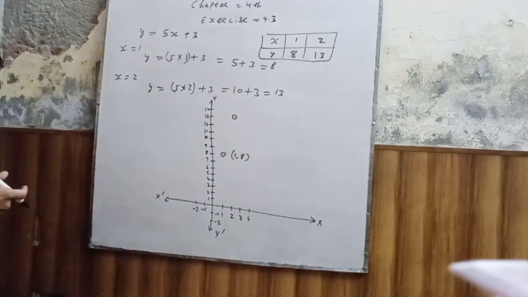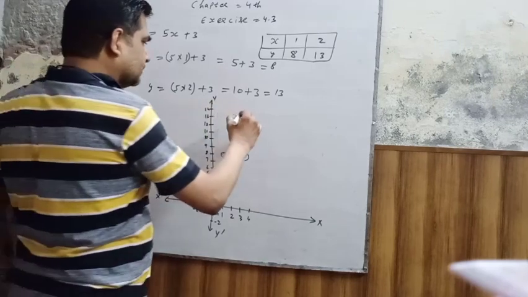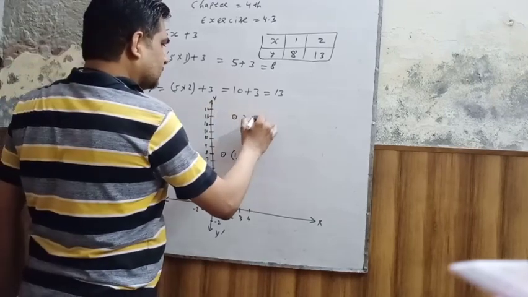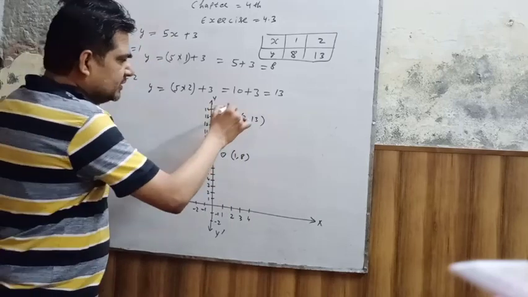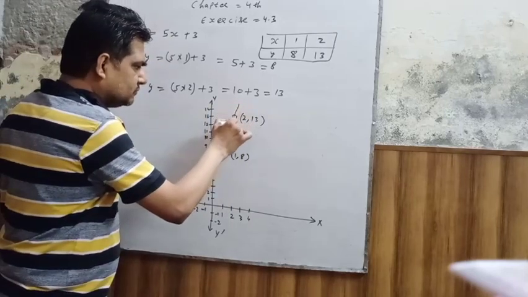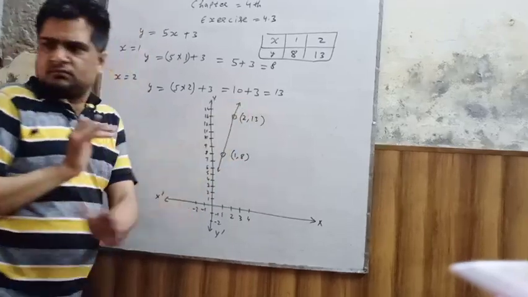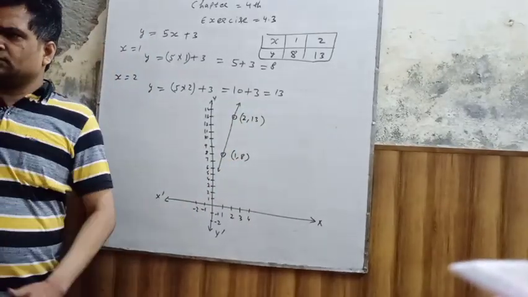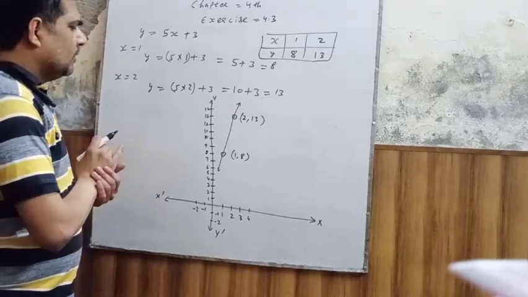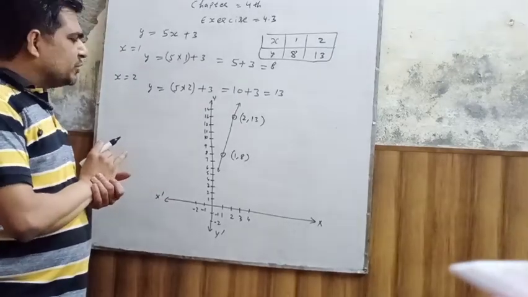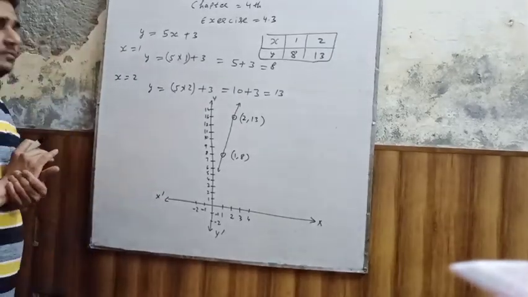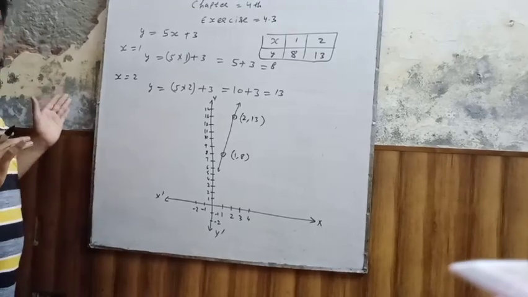x is 2, y is 13. Now join these points, (1, 8) and (2, 13). That is the graph. Now that sum is complete.